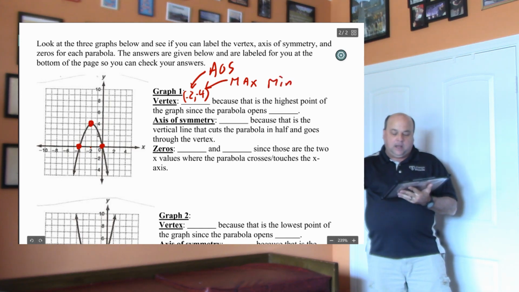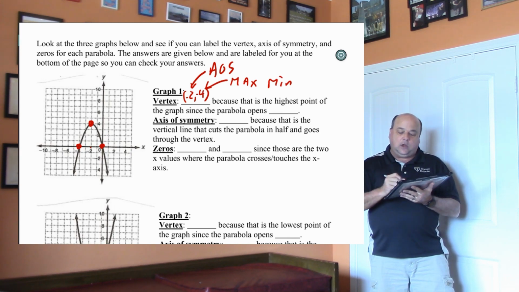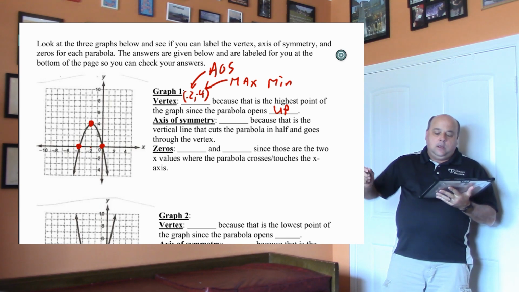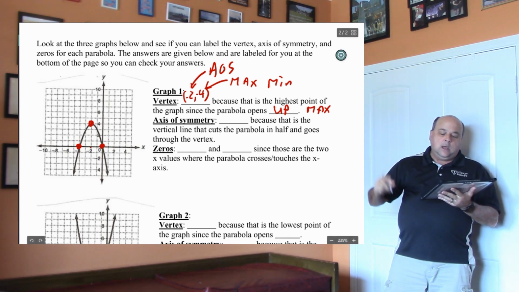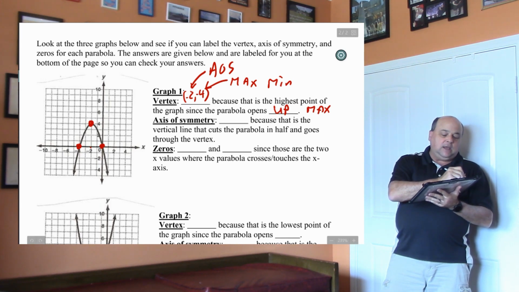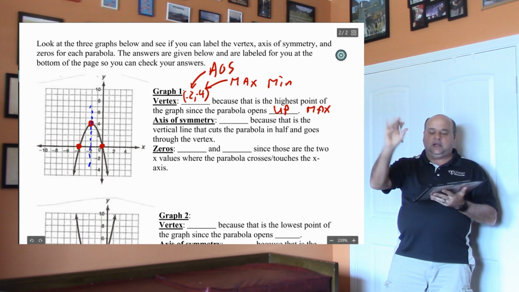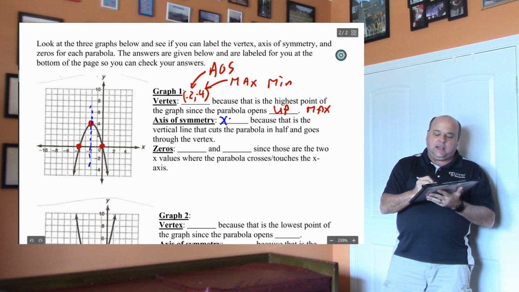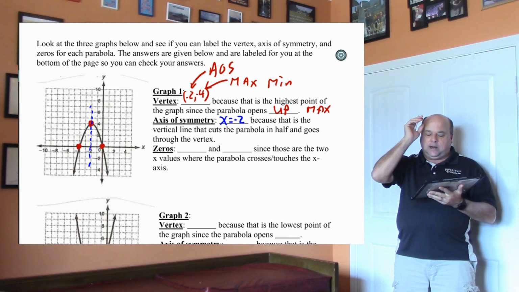Because the parabola opens up, the vertex is the lowest point of the graph, and it's a min. Okay, the axis of symmetry, if you want, you could draw this dashed line. That's where it cuts the parabola in half. Notice it goes to the x-axis at -2. It's going to be x equals -2. That's the vertical line that cuts the parabola in half.